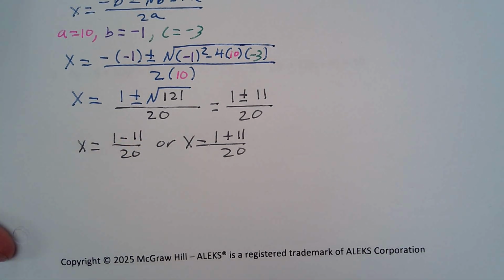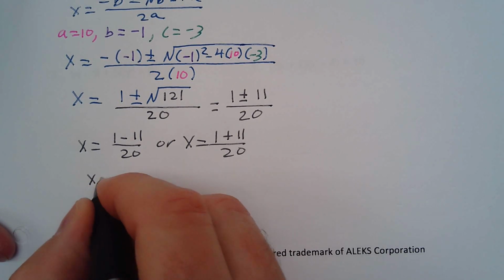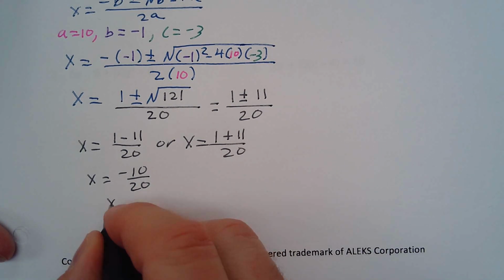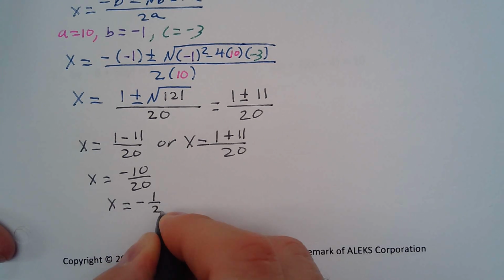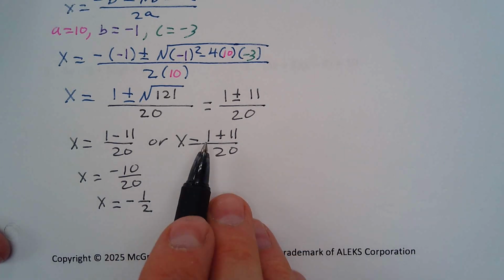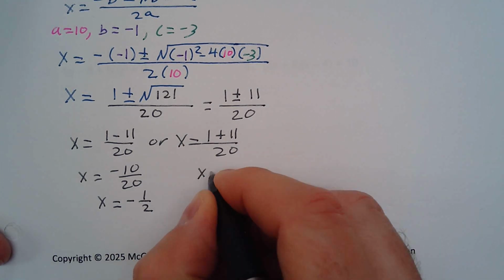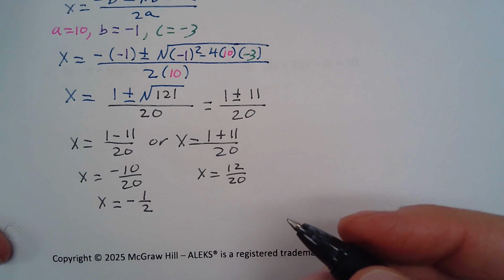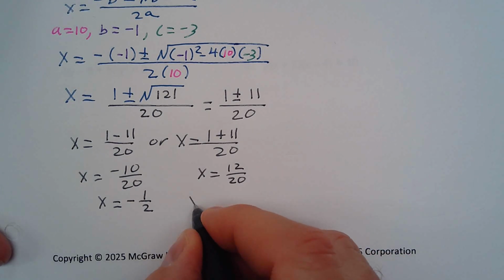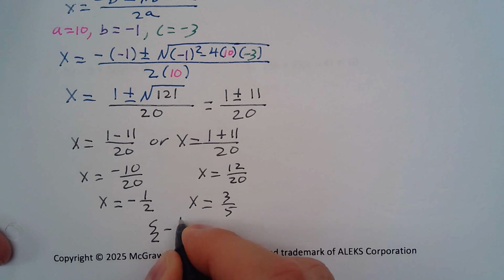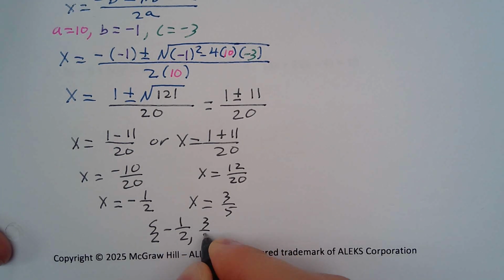Well, 1 minus 11 is a negative 10. That's going to reduce to a negative 1/2. Or for you fans of decimals, you can do negative 0.5. Just be aware that Alex a lot of times is going to ask for the fraction form. And then this would be 12 over 20. And we can reduce that by 4. So that would be 3/5. So my two answers here are negative 1/2, comma 3/5.